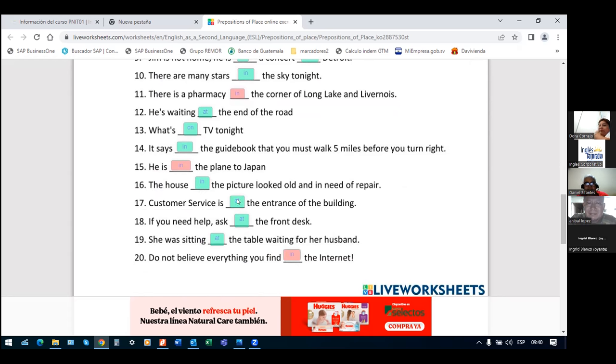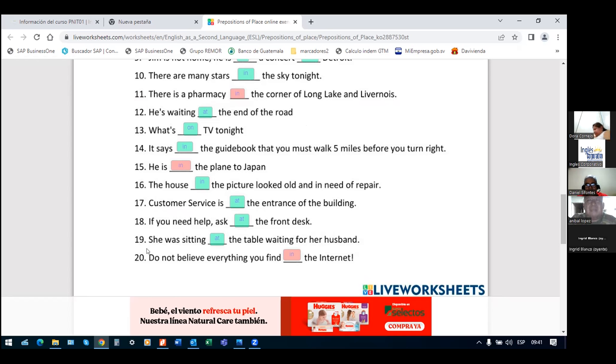Vamos a ver la 11. La 11 dice in the corner, and it's at the corner. Incluso podría haber sido on, pero no. In solamente era cuando nos referíamos a un lugar más pequeñito, como el salón.